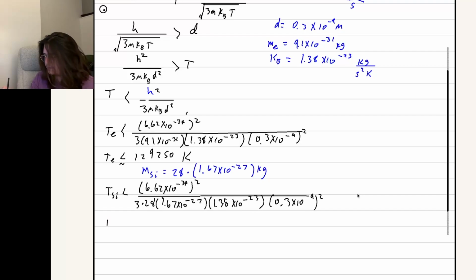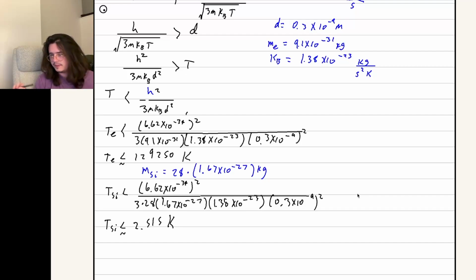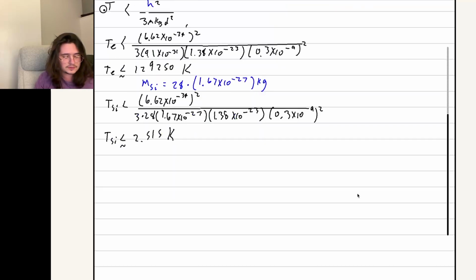And so plug that into your calculator. I got that it was about less than 2.515 Kelvin. So silicon has to be really, really cold for you to treat it with quantum mechanics. So pretty much always you can treat a lattice of solid molecules as just being in the realm of classical mechanics, classical statistical mechanics.